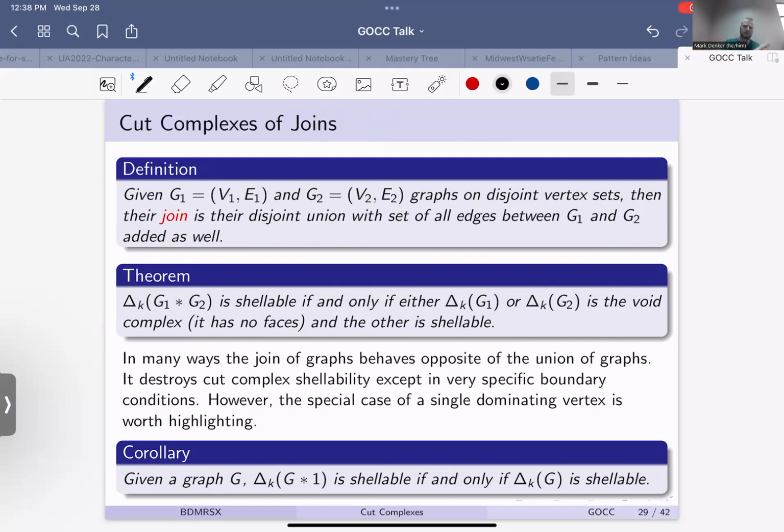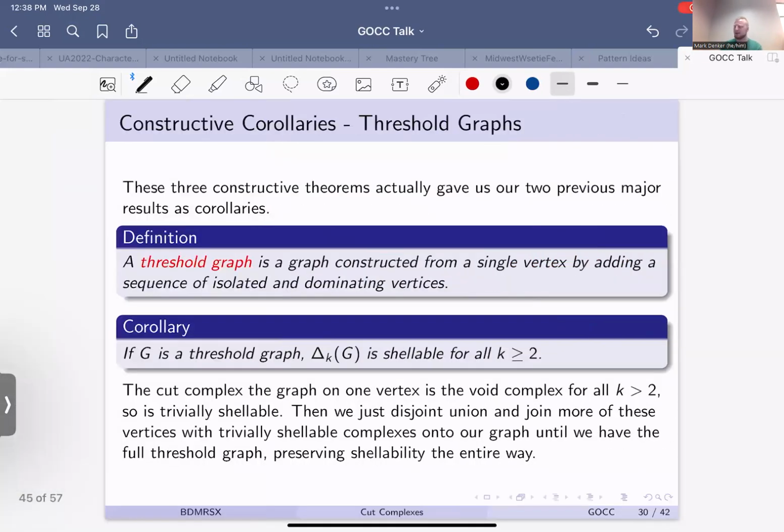And so disjoint union preserves shellability, join breaks shellability, and dominating vertices preserve shellability because they're not complicated enough to actually cause a problem. And that actually gives us an entire class of graphs that we now know have shellable cut complexes. Because it turns out threshold graphs are graphs where you take a vertex and you add isolated vertices and dominating vertices in some order, and they show up in a lot of different places. And well, that is a disjoint union and join with a single vertex. Those operations both preserve shellability, so this thing will always be shellable. That was nice. This was one of the first things we realized in this project.